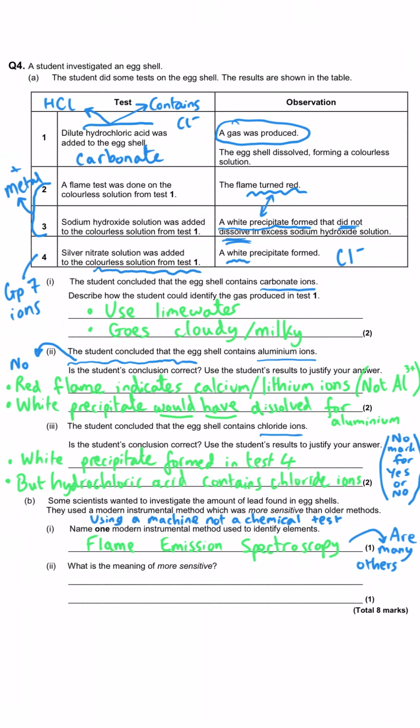And then what is the meaning of more sensitive? Well, you've got a few options here. Ultimately, more sensitive means that you can detect smaller amounts of a substance than doing a flame test, for instance. You need far more chemical on your flame test nichrome wire than you do in your flame emission spectroscopy. Or you could say that it allows you to use a smaller sample size. That's another alternative answer for this question.